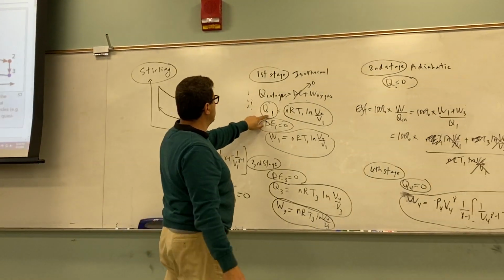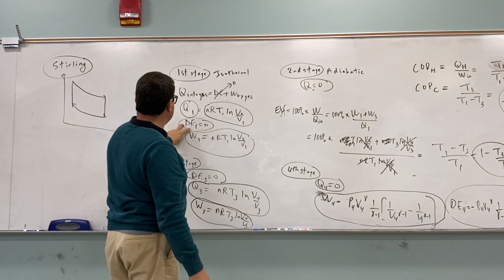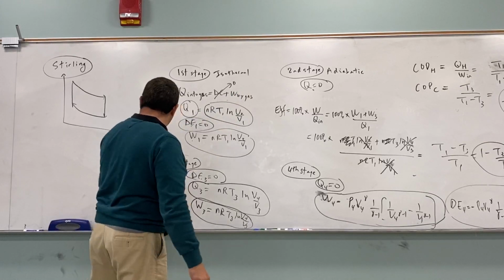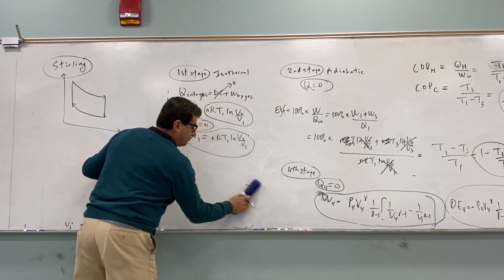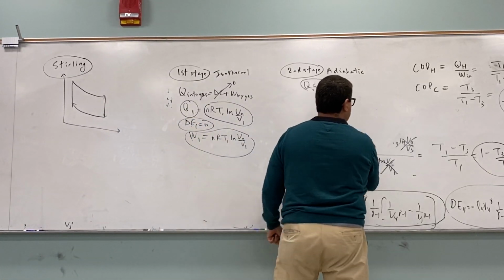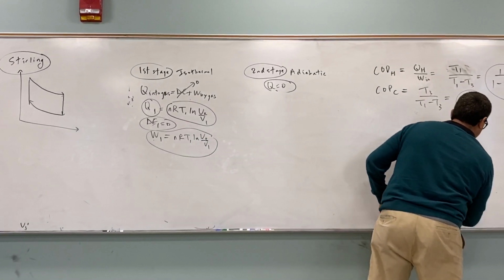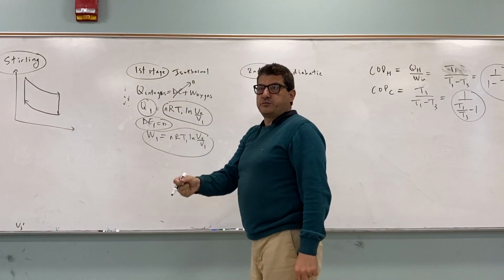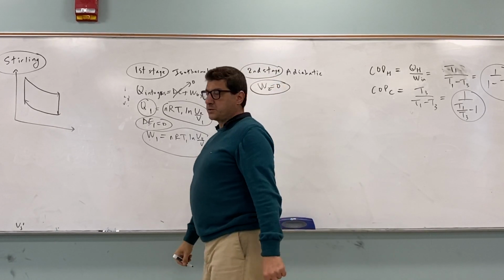Then this one will be Q1 is nRT1 ln V2, so that one stays the same. Delta E1, that stays the same. Okay, now how about second stage? Actually, we did the brutal one first. All right. Second stage is isovolumic. So what's the work done? Isovolumic. W2 is just 0, right?